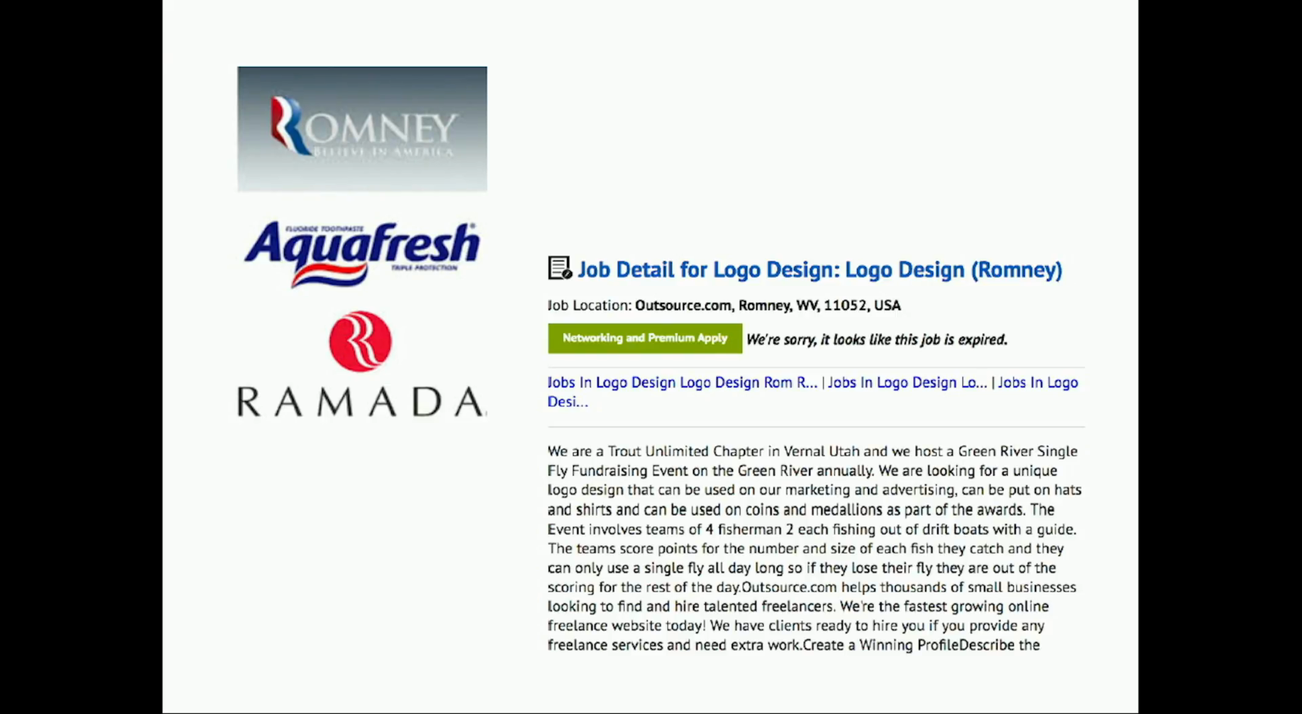I could not find the designer for the Romney logo at all, but I was able to find several other references and comparisons to his logo and how corporate it looked and felt. Aquafresh toothpaste. That was a favorite. Ramada Hotels, and even Romney, Wyoming looking for a logo designer.